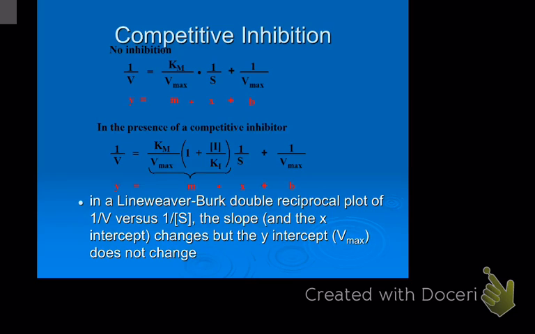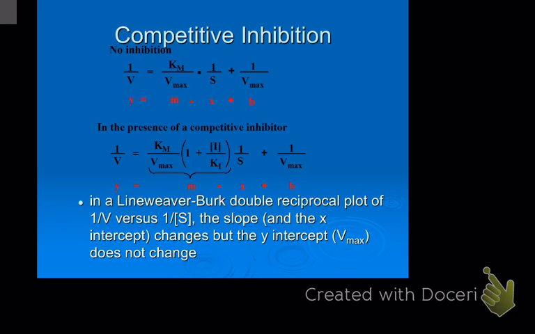I don't ask you to memorize this. Your book, I think, even calls it alpha prime or something like that. And then they just say alpha prime is equal to 1 plus I over Ki. So why does the slope change again on the Lineweaver-Burk? Because it's 1 over Vmax, however Vmax doesn't change. Right. So why does your slope change? The slope changed because the Vmax over Km part changed. So here, let me show you.